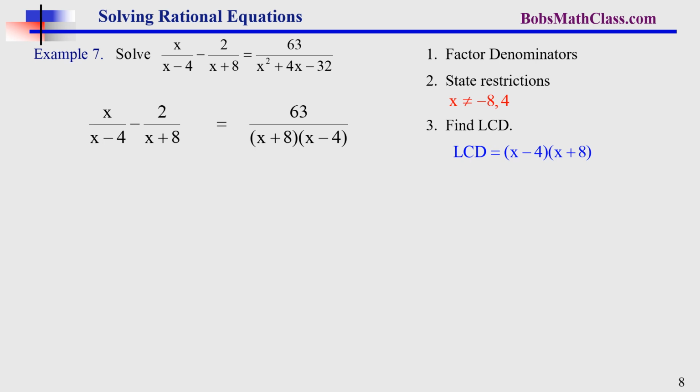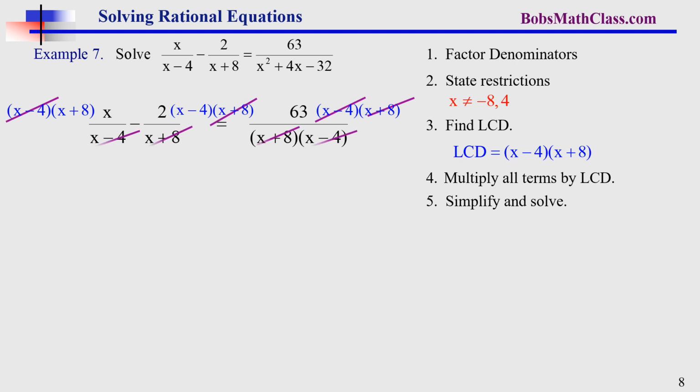Okay, so now multiply that by each fraction. Cross out any like factors. So on the far left, the x minus 4s will cancel. In the middle, the x plus 8s will cancel. And on the right, both factors cancel, the x plus 8s and the x minus 4s. So now distribute the x, distribute the negative 2. Be careful, it's not 2, but a negative 2. And then bring down the 63 on the right-hand side.